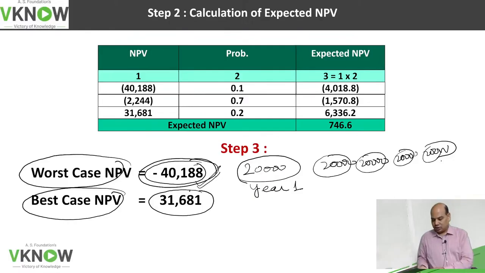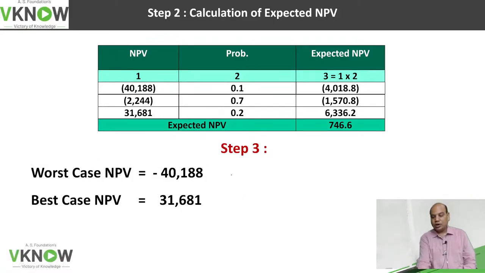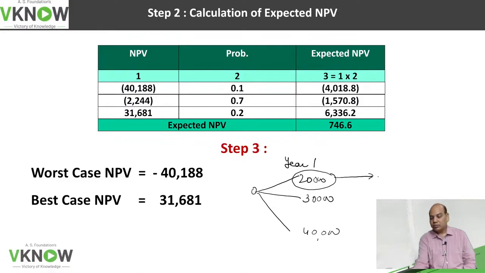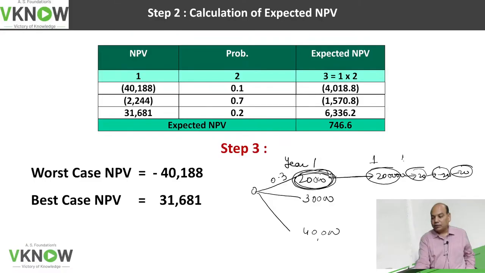You'll get 20,000 negative in all the 3 years. Okay. If I have to draw the diagram for the perfectly correlated case, in year 1 we have 3 possibilities: 20,000, 30,000 and 40,000. But if you get 20,000 in year 1, then you will get 20,000 only in year 2, year 3, year 4, year 5. So whatever is the probability of this 20,000, the probability of future 20,000 becomes 1. You will not get any other cash flow except 20,000 in the second, third, fourth and fifth year.